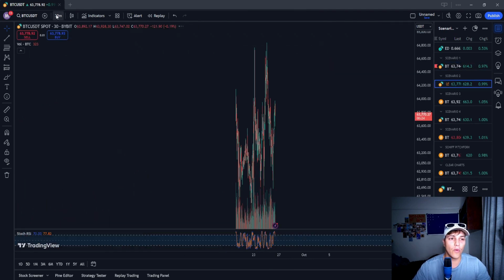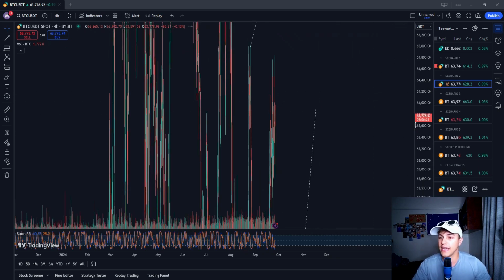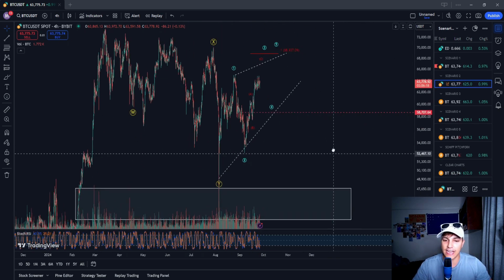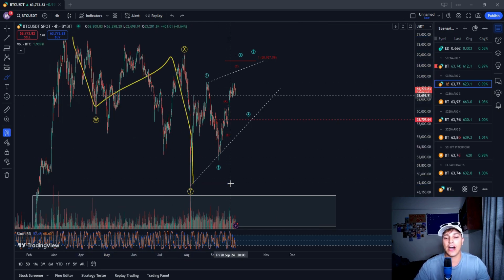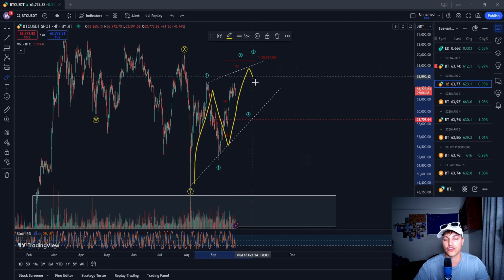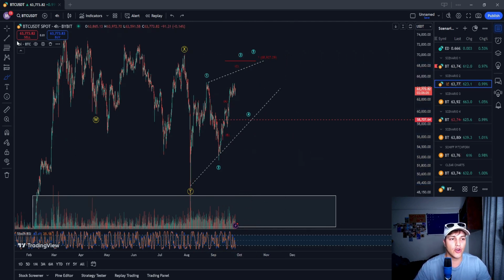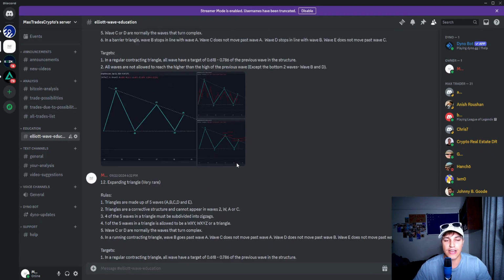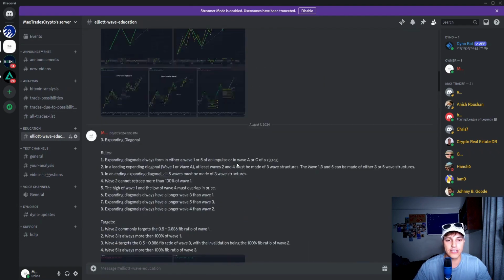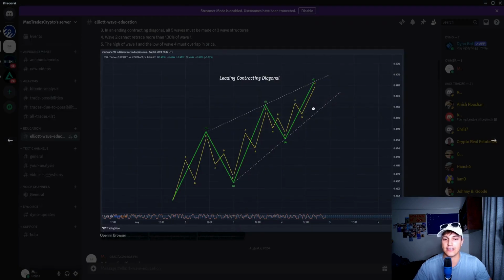Then on this second scenario on the chart, we have this here, a leading diagonal starting from this low here. So this would be a WXY that is finished, and now we are seeing impulsive or diagonal structures to the upside. So if we now look at our Elliott Wave education page, one of the first things we mentioned was a leading contracting diagonal. This is 5-wave structures with subdivisions of 3 waves, where wave 1 and wave 4 overlap.